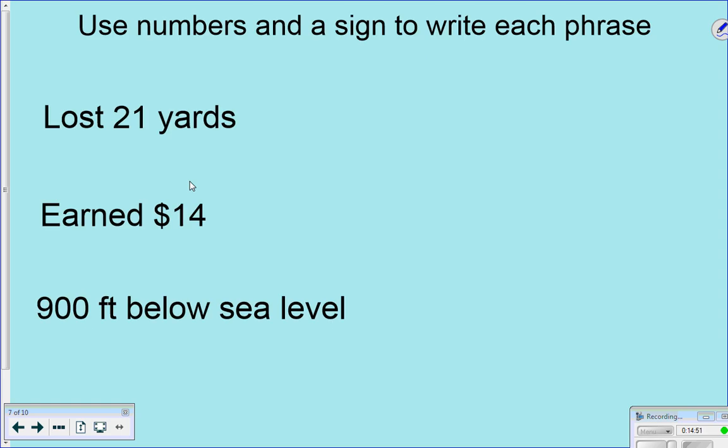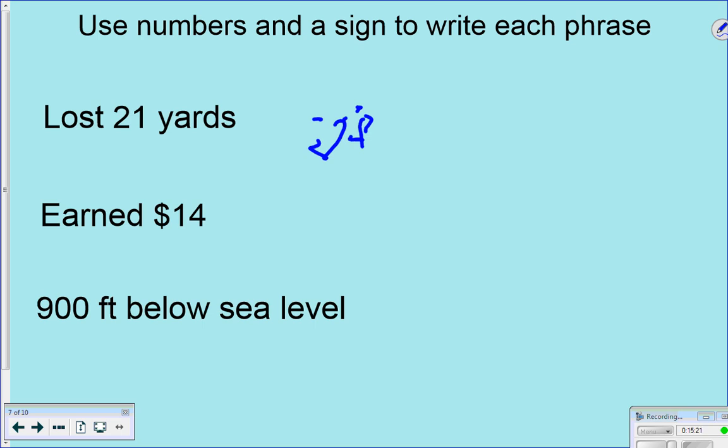So the next thing we're going to do, and you really don't need to write this down, you just need to watch. They're going to ask you to write an integer based on what's happening. It's like what we talked about with losing yards in football. That's exactly what's happening here. So if I say I lost 21 yards, what does that look like in an integer? Negative 21. Good job. That's my answer.